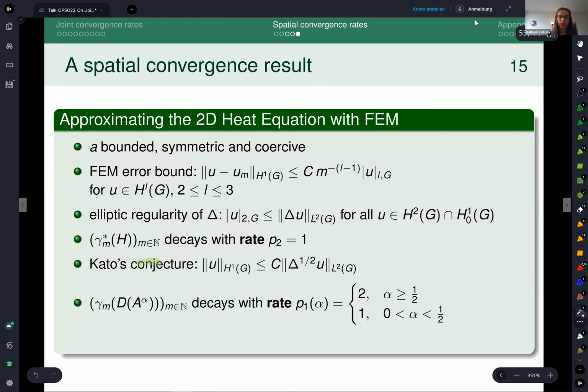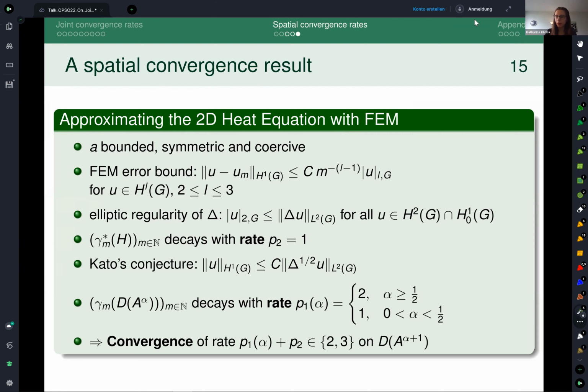Then we need another ingredient, which is Kato's conjecture, which is for a large class of domains no longer conjecture, but a theorem, meaning that we can control the H1 norm by the L2 norm of the square root of the Laplacian. And here we really see that it depends on alpha, depending on how much regularity you have. So if alpha is at least 1/2, corresponding to U being in H3, we get p1 equal 2, and otherwise we get p1 equal 1, so that we end up with a convergence rate of 2 or 3, respectively.